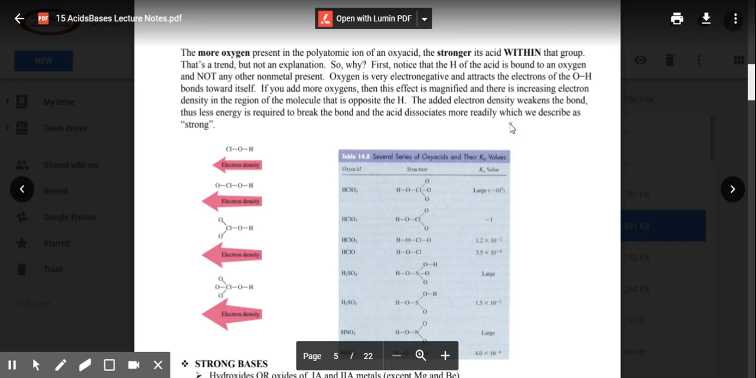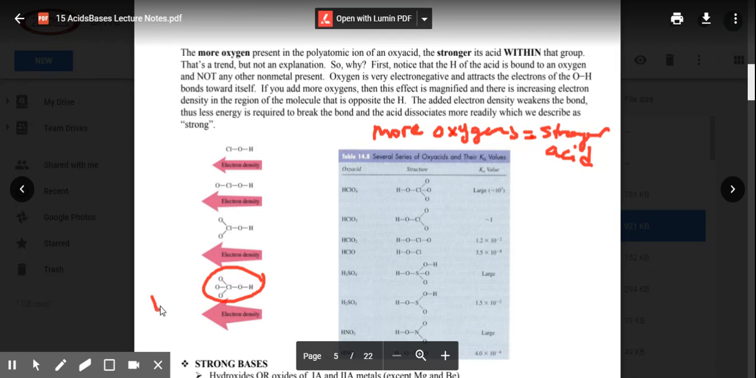And I can figure out which of these are stronger according to how many oxygens they have. Here's the rule: the more oxygens you have, the stronger the acid. So if we compare HClO to HClO2 to HClO3 to HClO4, remember HClO4 is one of our 6 strong acids that we have to memorize. So HClO4 is a strong acid, but these others are weak.